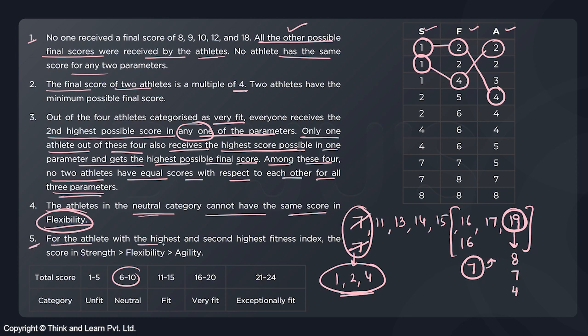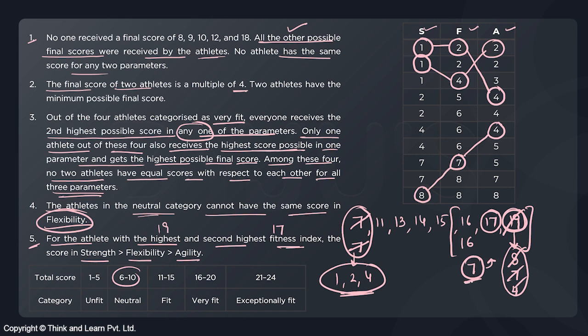For the athlete with the highest and second highest fitness index, highest is 19, second highest is 17. The score in strength is greater than flexibility, which is greater than agility. So a person having 19 is having scores of 8, 7, 4. They should be in decreasing order. That means he must have scored 8 here, 7 here, and a 4 here. Same is true for this guy, that his scores would be in decreasing order.